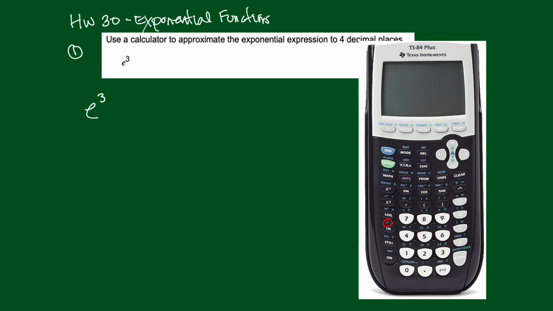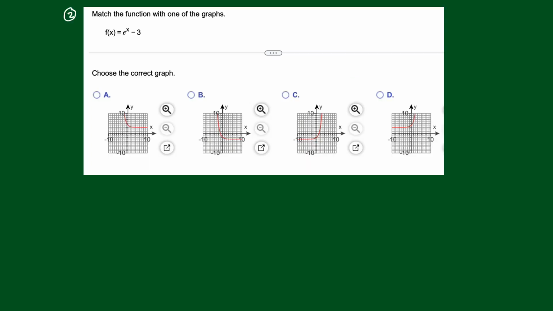And I got this to be equal to 20 point, now I want 4 decimal places, so here's what my calculator shows: 0, 8, 5, 5, and then I get a 3 over here, so I'm just going to drop it. So I think that's what we want right there. e cubed to 4 decimal places is 20.0855.